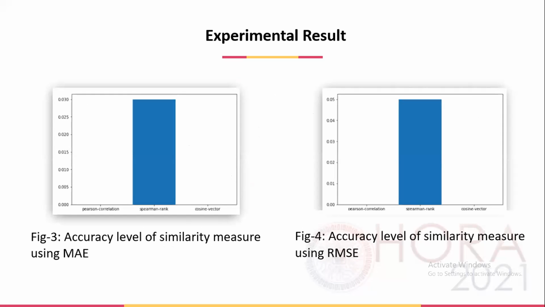This is our experimental result. In figure 3, we can see that the MAE value of Spearman rank is 0.03, and on the other hand, Pearson correlation and cosine vector is 0. We can see the same in figure 4: the RMSE value of Spearman rank is 0.05, and on the other hand, Pearson correlation and cosine vector have 0. So we can say that Pearson and cosine vector provide better accuracy than Spearman rank.